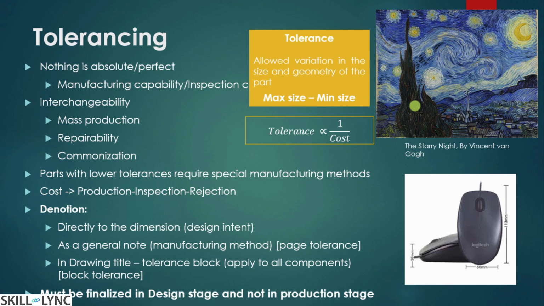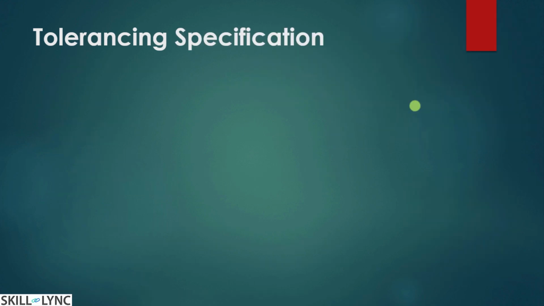What is the manufacturing capability, what is the inspection capability, what is the life cycle of the component, how frequently you have to interchange or service the parts. All these factors need to be figured out in the design stage itself, and this tolerancing must be keyed in. It must not and must never be designated in the production stage. So this is the brief about the tolerance.